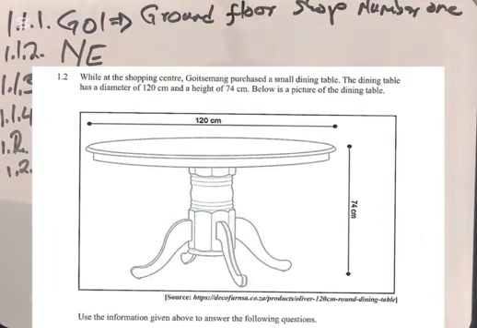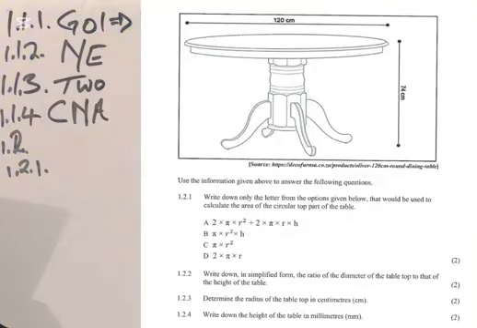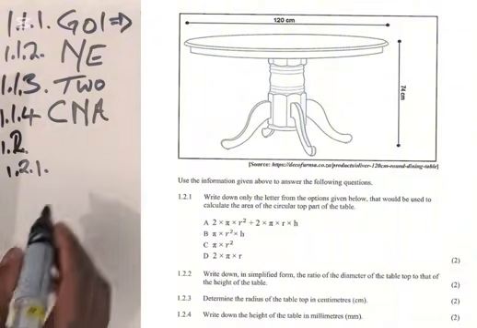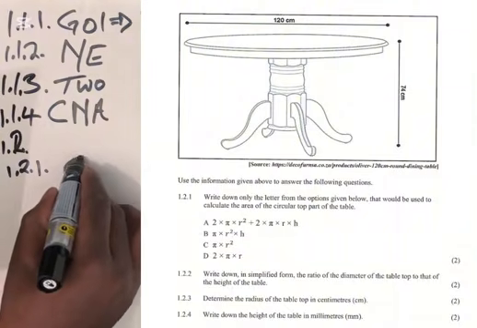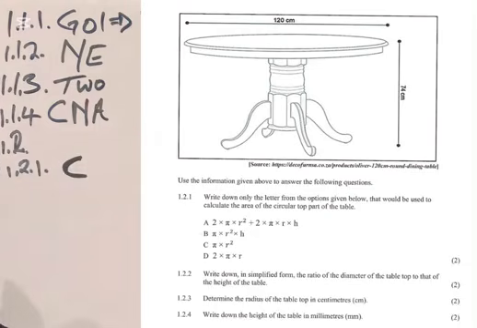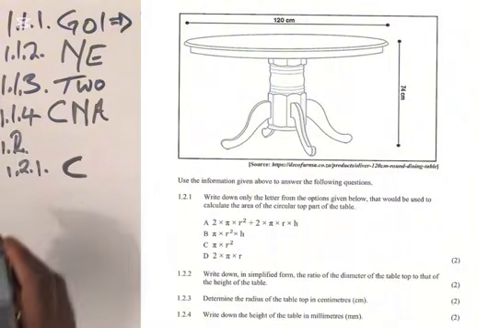Number 1, which is 1.2.1. Write down only the letter from the options given below that will be used to calculate the area of the circular top part of the table. If you check here, the circular top part of the table is a circle. How do we calculate the area of a circle? We know that we say pi multiplied by radius squared. So the answer here is C, because C is the one that gives us pi multiplied by radius squared.